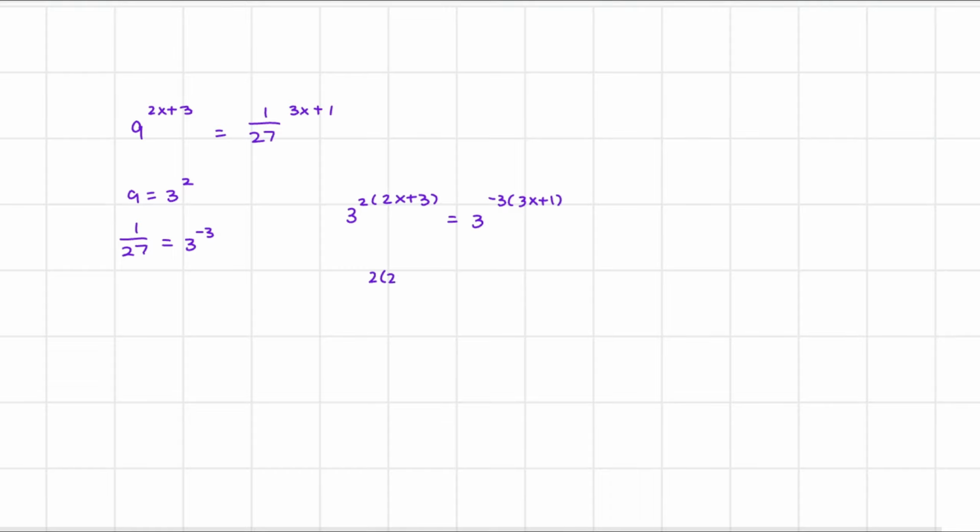The bases are the same, we can set the exponents equal. 4x plus 6 is equal to negative 9x minus 3, 13x is equal to negative 9, x is equal to negative 9 over 13.